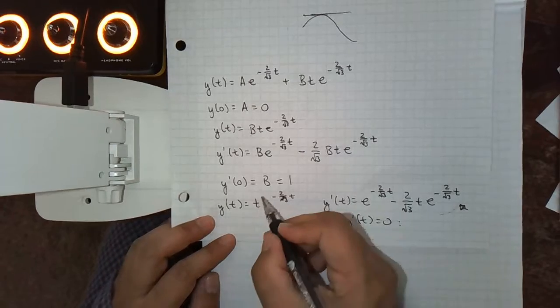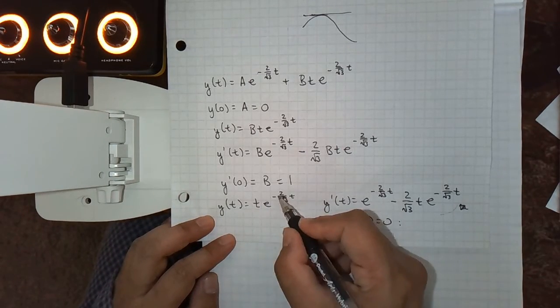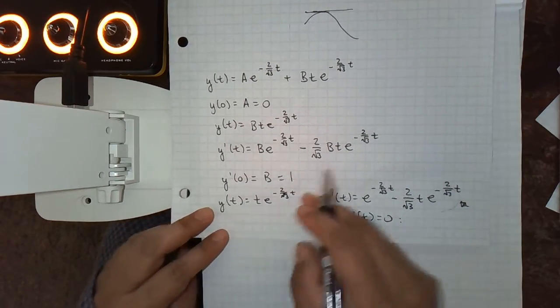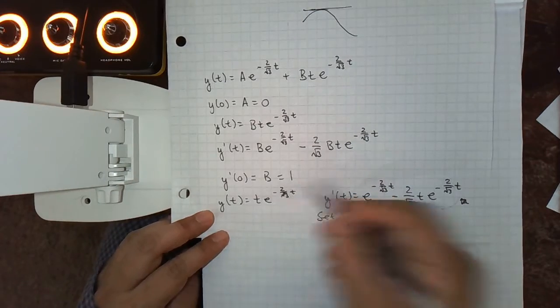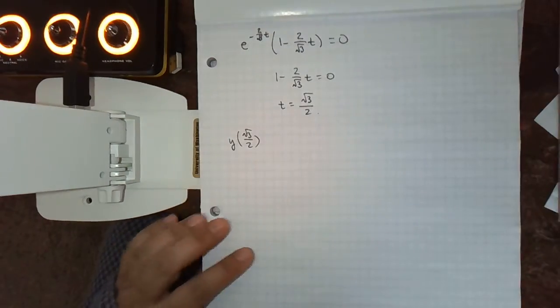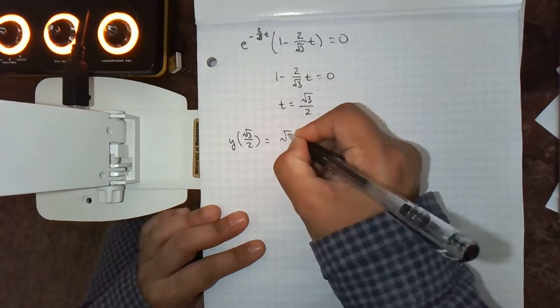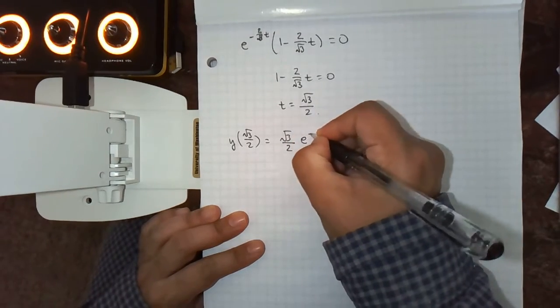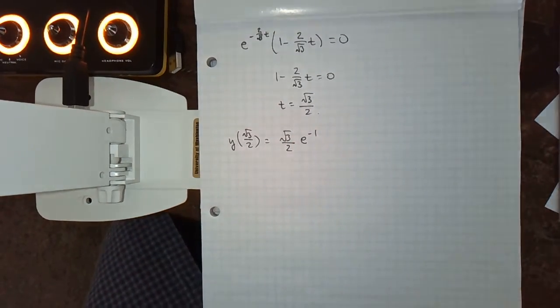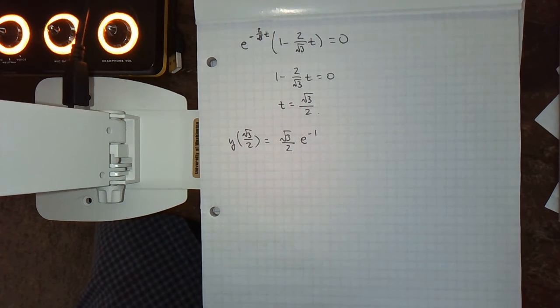Remember, y of t is t times e to the negative 2 over root 3 t. So if we put in root 3 over 2 up here, this is e to the negative 1, and we have a t down here. So we have root 3 over 2 times e to the negative 1. Put that into WebAssign in whatever decimal format they want.